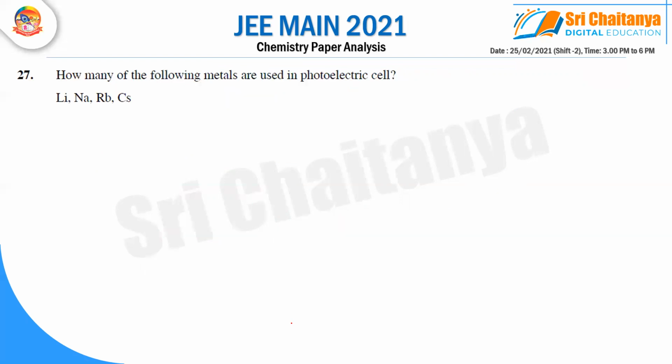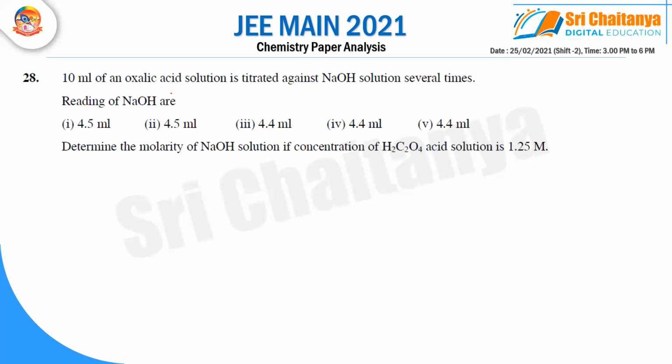Next, we have: how many of the following metals are used in the photoelectric cell? See, this question has been asked last year also, but in a different format. So you should know cesium and francium are used in the photoelectric cell because of the attribute that they have, which is their IE is very less. Down the group, ionization energy decreases. So cesium.